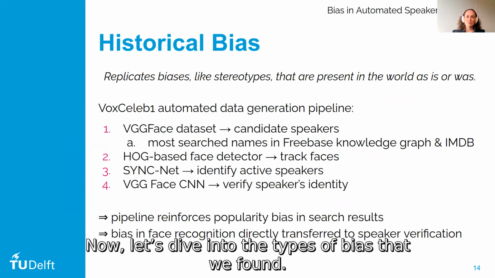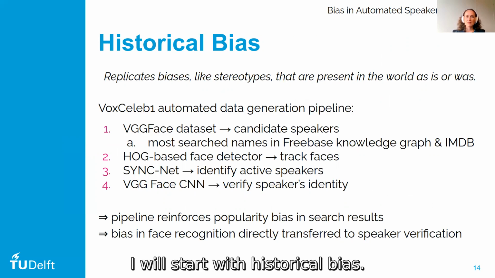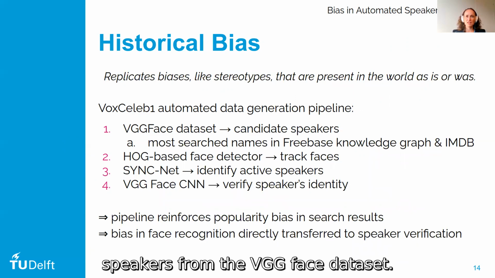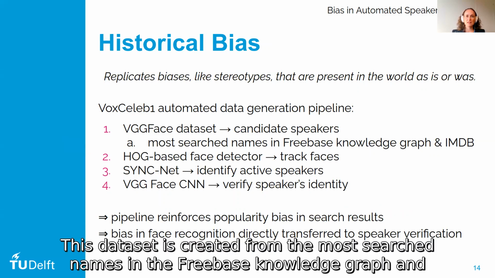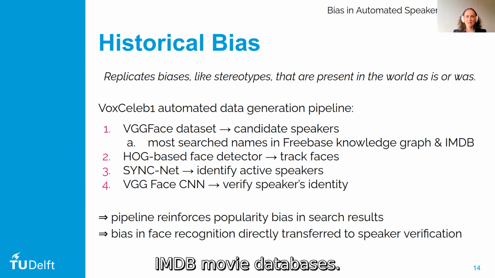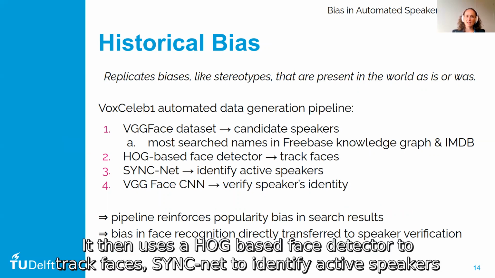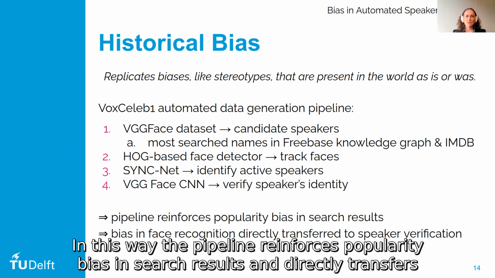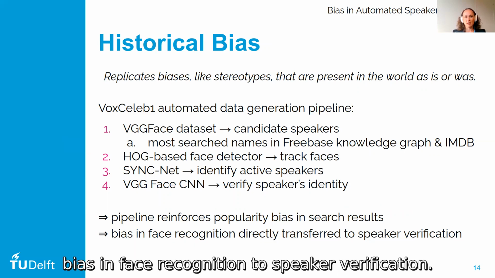Now, let's dive into the types of bias that we found. I will start with historical bias. The automated data generation pipeline of the VoxLab1 dataset starts with candidate speakers from the VGG face dataset. This dataset is created from the most searched names in the Freebase Knowledge Graph and IMDb movie databases. It then uses a HOG-based face detector to track faces, SyncNet to identify active speakers, and VGG Face CNN to verify speakers' identity. In this way, the pipeline reinforces popularity bias in search result and directly transfers bias in face recognition to speaker verification.